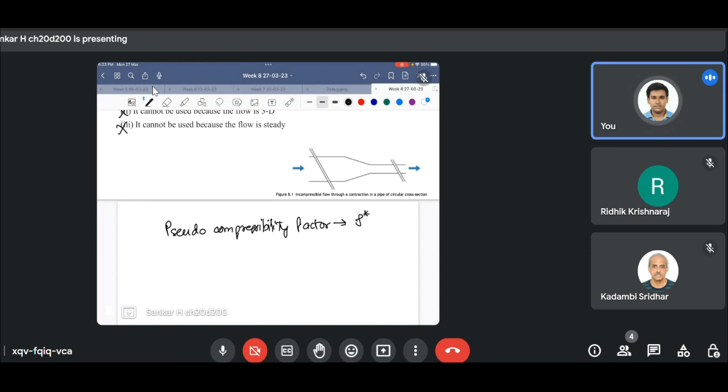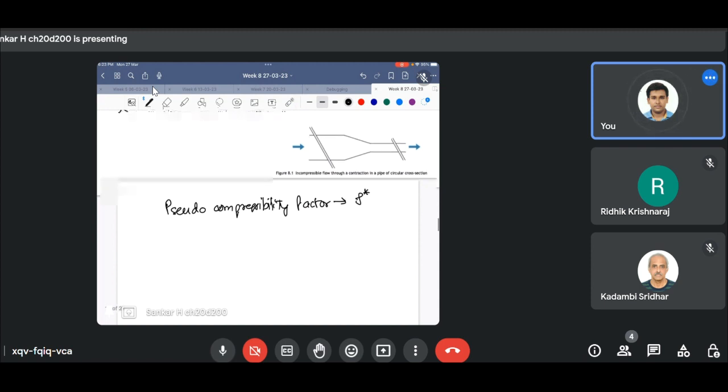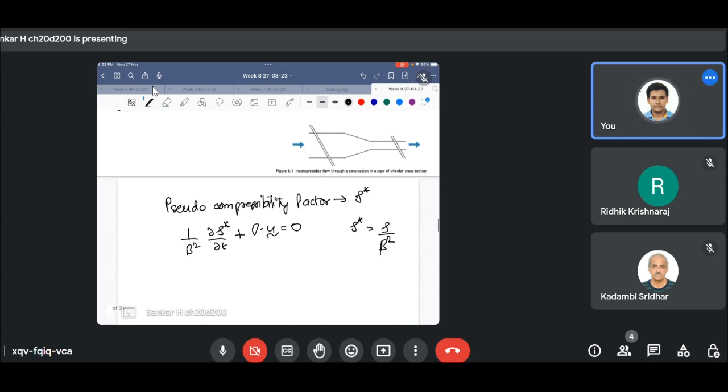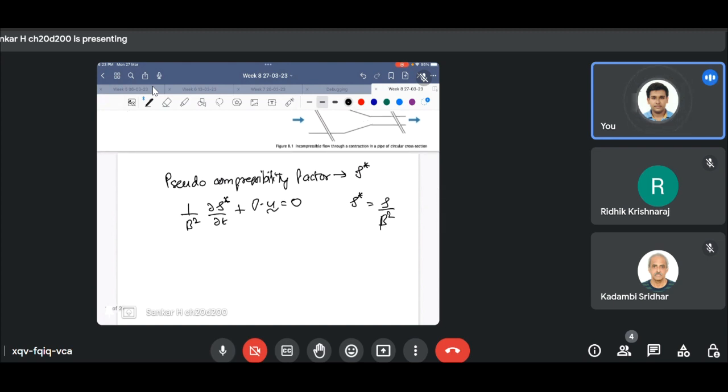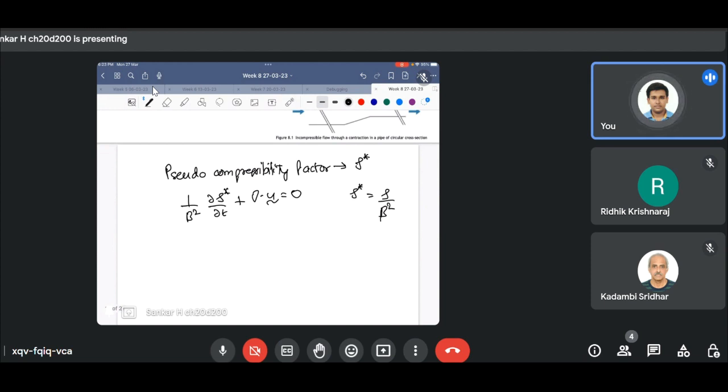and we call that rho star, and we solve the continuity equation as (1/beta star) dou rho star by dou t plus del dot u is equal to 0, and we define this rho star as rho by beta square, which is known as the pseudo compressibility factor. And we solve the momentum equation, dou u by dou t plus u dot del u, equal to minus 1 by rho del p plus mu by rho del square u.